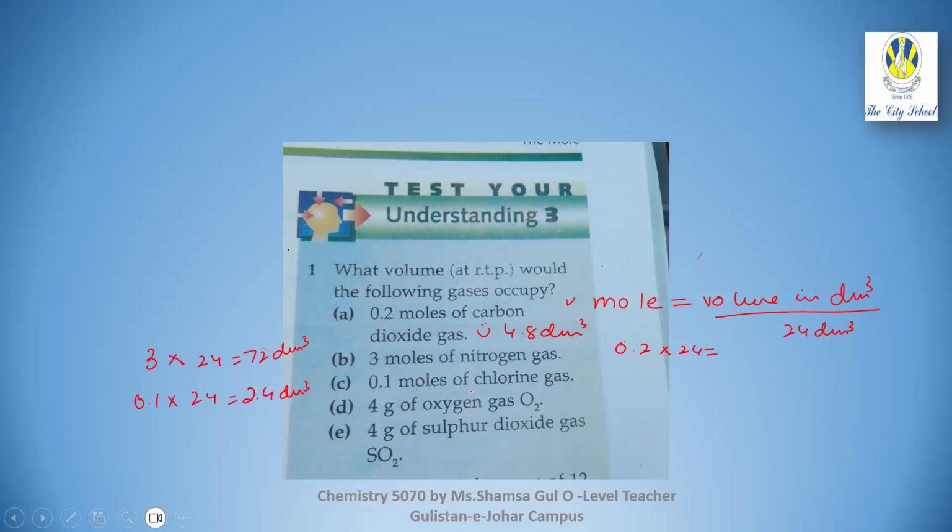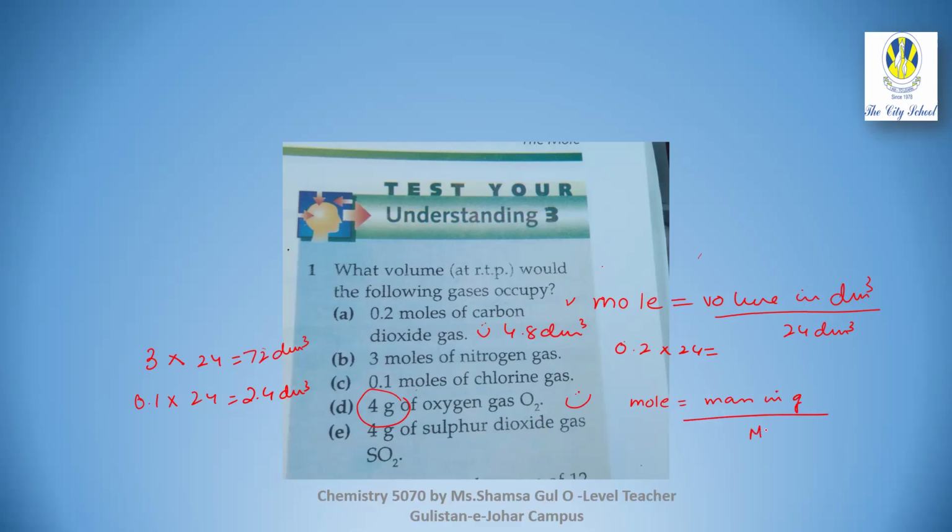Here, they haven't given us the moles, they have given us mass, right? So what should we do? I need your suggestion, girls. What should we do first? We use the formula for moles. We will first use the formula of moles, mass in grams upon Mr, to calculate moles. And then we will multiply by 24 decimeter cube, right? So moles equals mass in grams upon Mr.